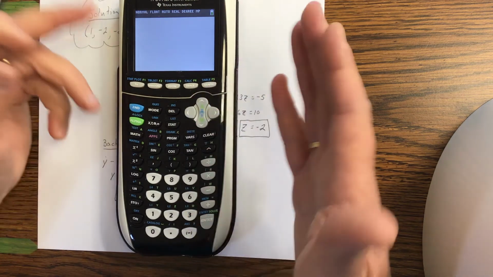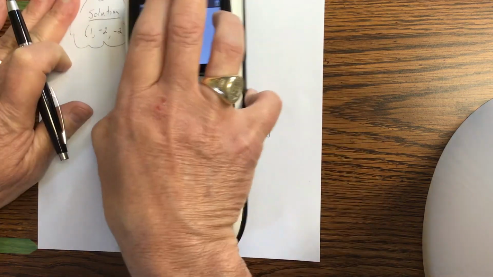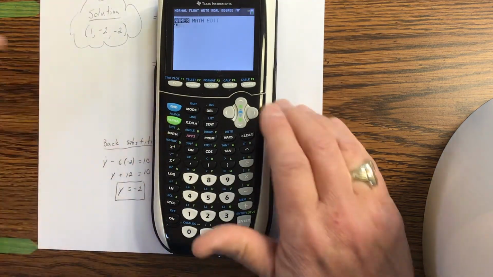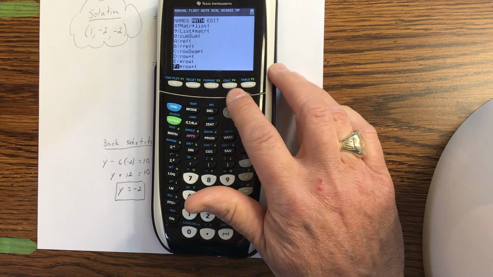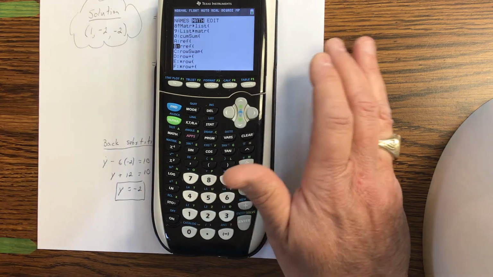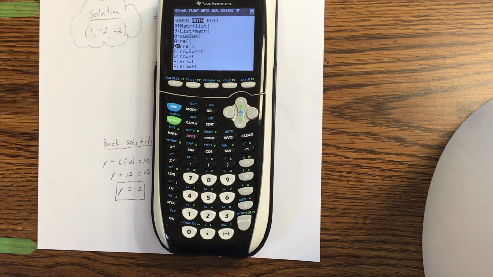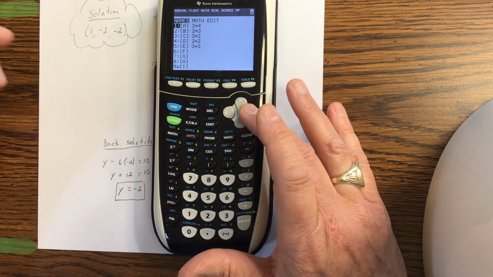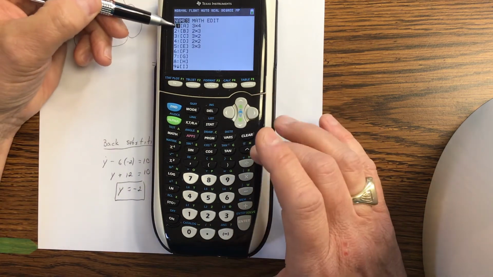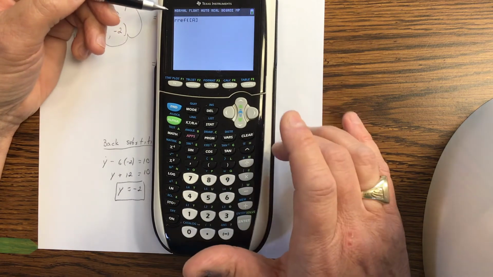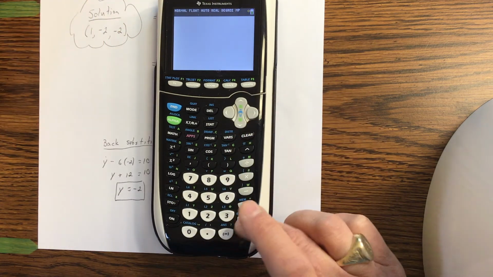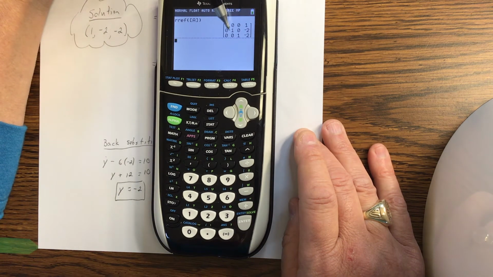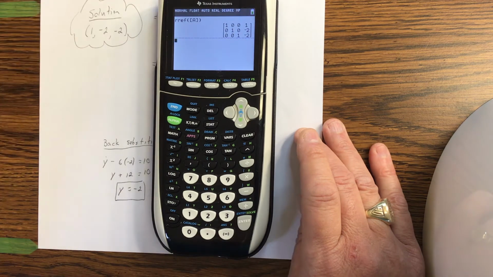So what we want to do now is find out what that solution is, which we already know is 1, -2, -2. So here's what we'll do. We'll go second matrix, go to math, and go to the button that says RREF, reduced row echelon form. Enter, and then pick the matrix that you created. I created the matrix in A, so it's set up. Put a parentheses around it, hit enter, and you'll see that X is 1, Y is -2, and Z is -2.